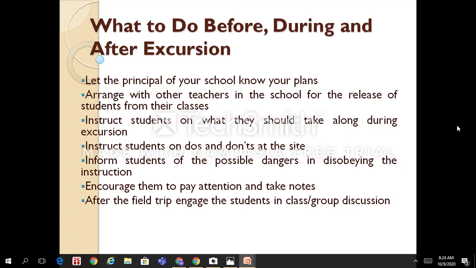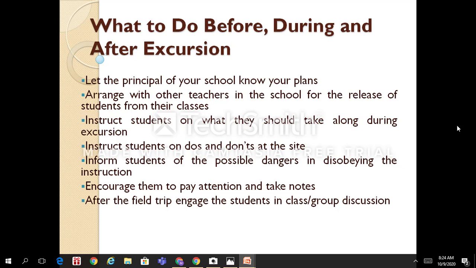You are taking them for excursion, they may need food, they may need water. You have to instruct them to carry some of this along. Then you instruct the students on the do's and don'ts at the site. When they get there, they should not be tampering with the machines. They should be quiet and listen to what they are going to be told. Encourage them to pay attention and take notes.